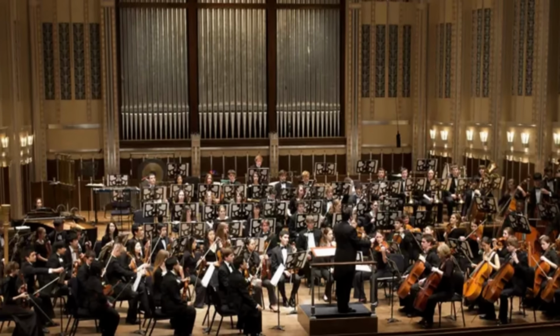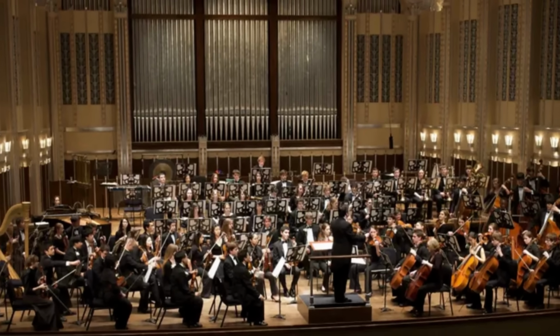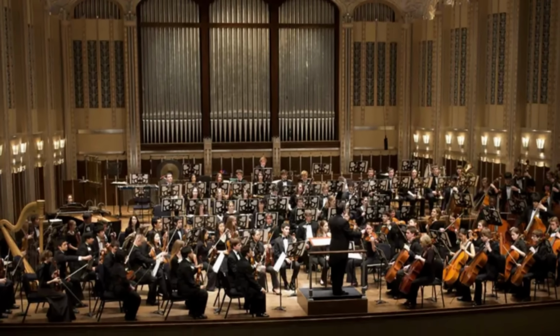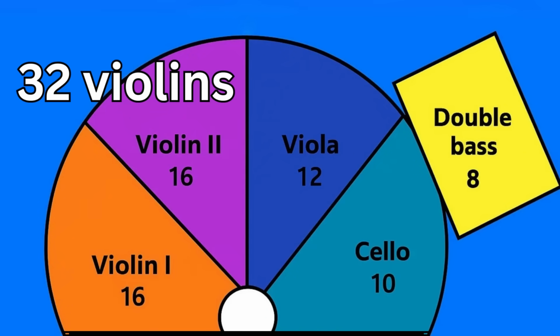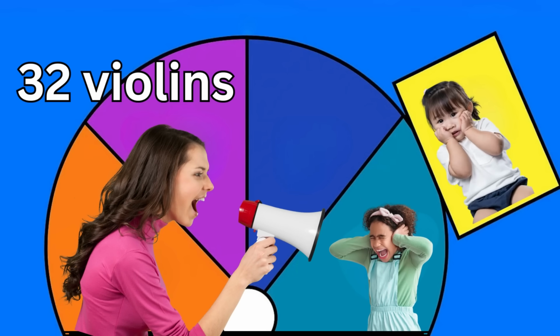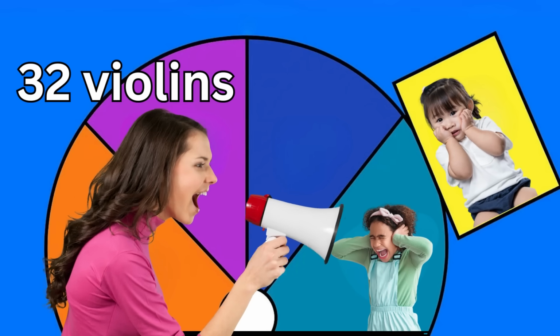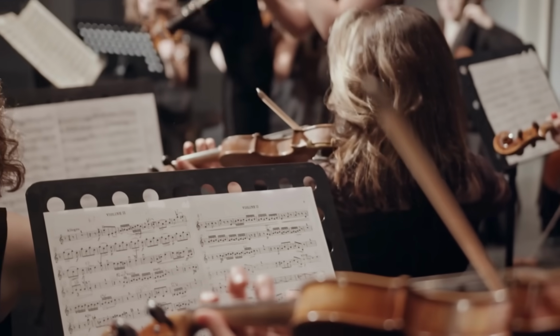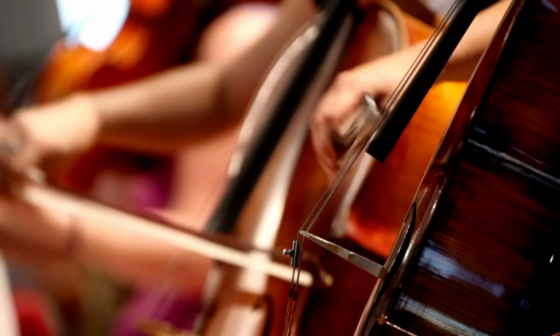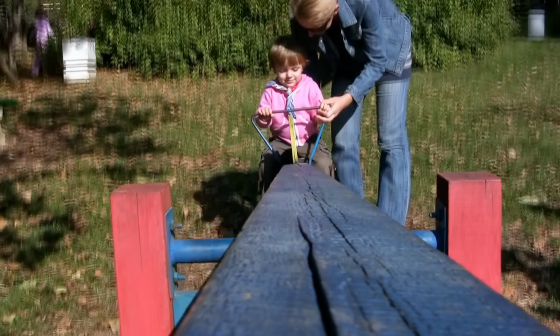Let's take a look at the standard string section in a modern orchestra. Although it can differ, usually we have something like 16 first violins, 16 second violins. That's 32 violins in total against maybe 12 violas, 10 cellos, and perhaps 8 double basses. Well, that's nearly double the amount of violins versus cellos and basses. So now you can see what the problem is. What do you think might happen when a melody shifts from the violins to the lower voices? That's right. Often there is a big imbalance.